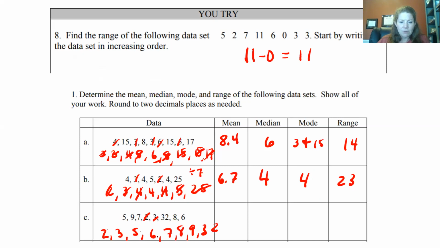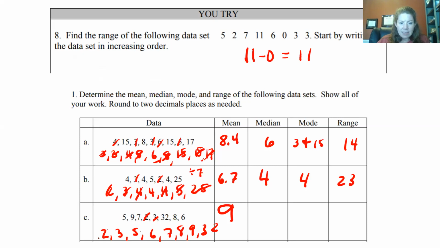1, 2, 3, 4, 5, 6, 7, 8. So we have 32 plus 17 plus 13 plus 10 divided by 8. So our mean is 9. Hope I'm getting these right. Y'all let me know if I don't.